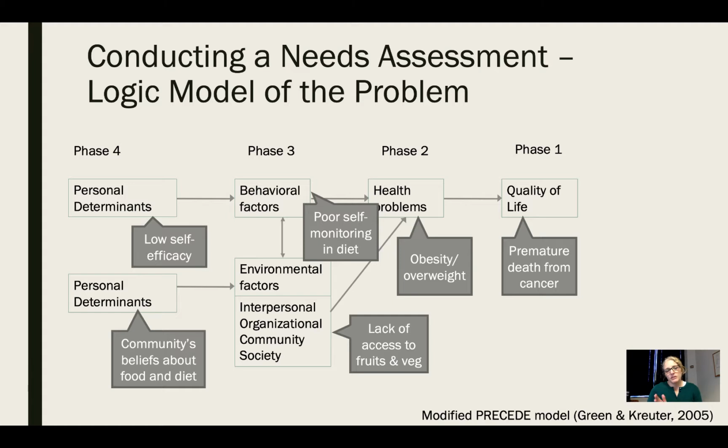So once you have all of the indicators for each of the phases in the model, working from phase 1 to phase 4, and it's completed, then you could read your logic model of the problem from left to right, and it shows you a causal model of the health problem and quality of life. So when we read it from left to right, we see that low self-efficacy for healthy eating and the community's beliefs about food and diet are what contribute to poor self-monitoring and diet and lack of access to fruits and vegetables, which all contribute to high rates of obesity and overweight, which then contribute to premature death from cancer.